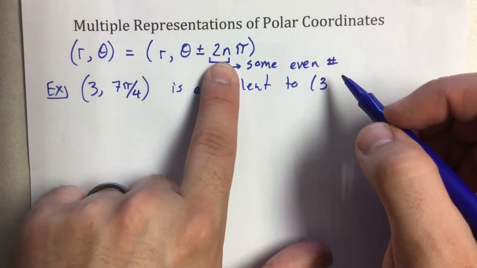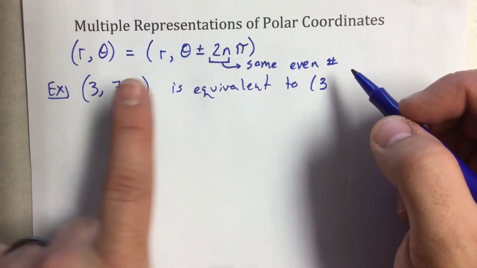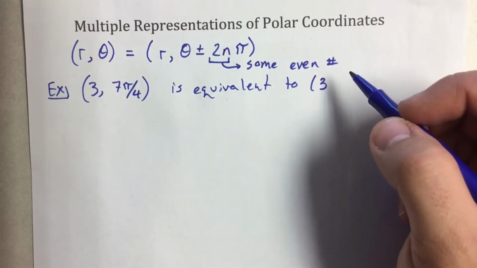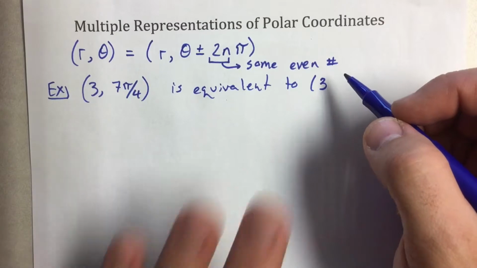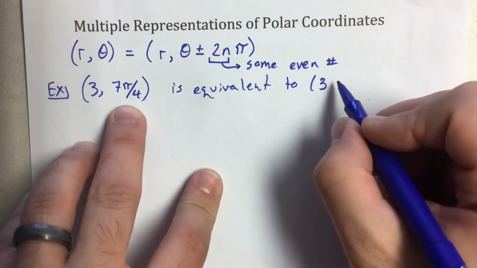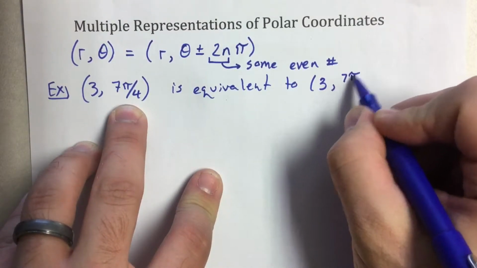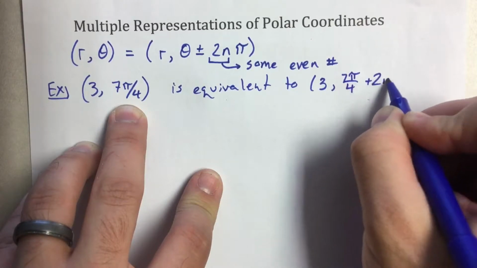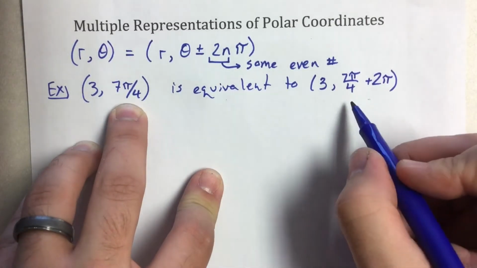And we can add any even number of pi onto this. So let's just add 2 pi. I can add 4 pi, 6 pi, or so on. Let's just add 2 pi. So we're going to say 7 pi over 4 plus 2 pi. And we're going to just have to simplify that.